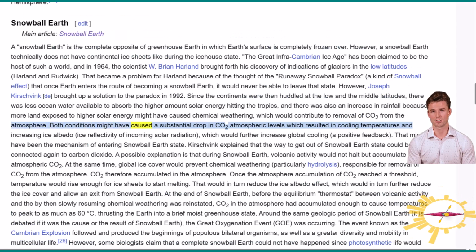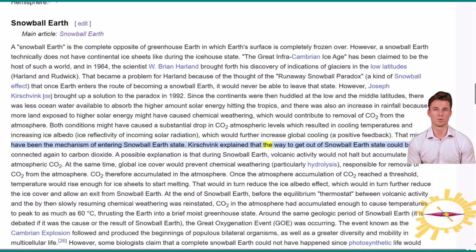Both conditions might have caused a substantial drop in CO2 atmospheric levels, which resulted in cooling temperatures and increasing ice albedo, ice reflectivity of incoming solar radiation, which would further increase global cooling, a positive feedback. That might have been the mechanism of entering snowball Earth state.